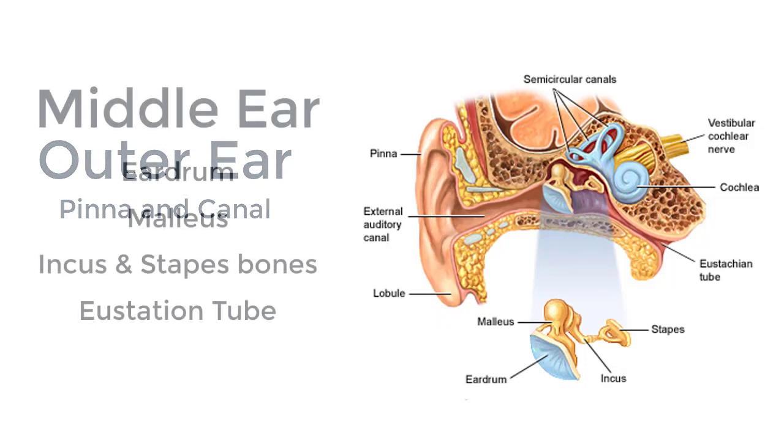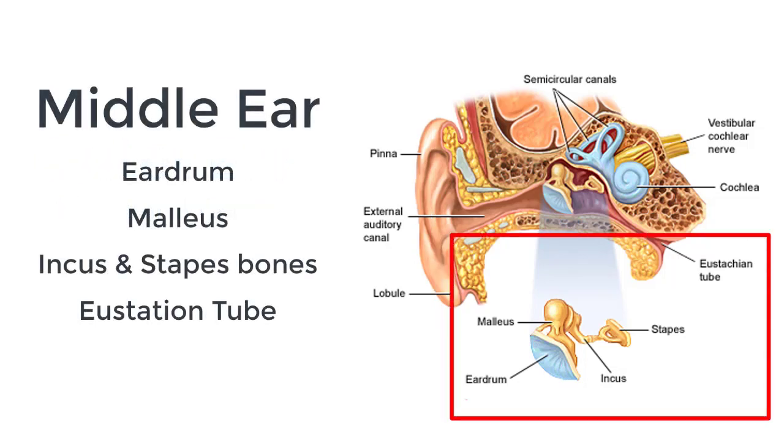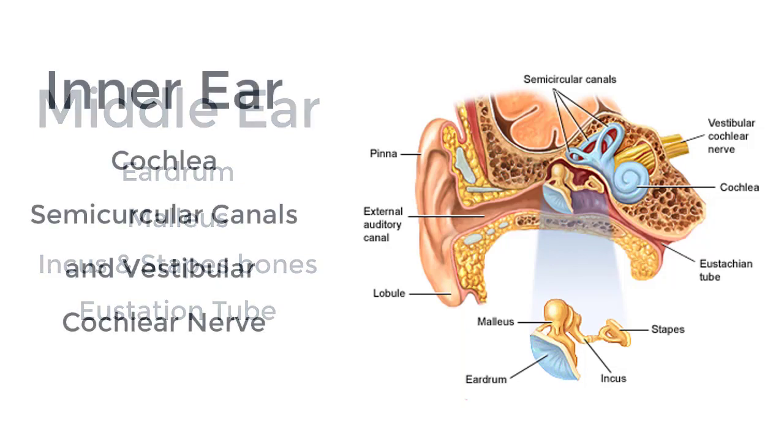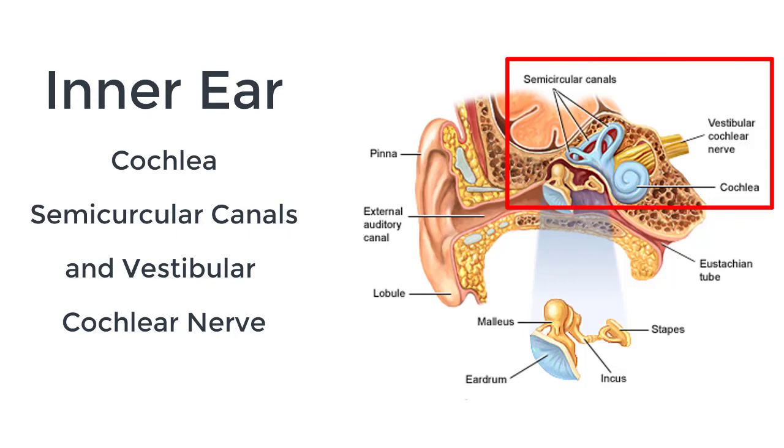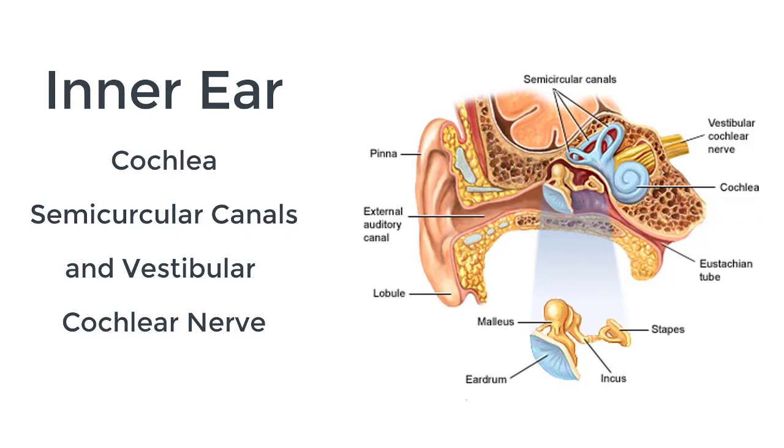The middle ear consists of the eardrum, the malleus, incus, stapes, and the eustachian tube. The inner ear consists of the cochlea, semicircular canals, and vestibular cochlear nerves.